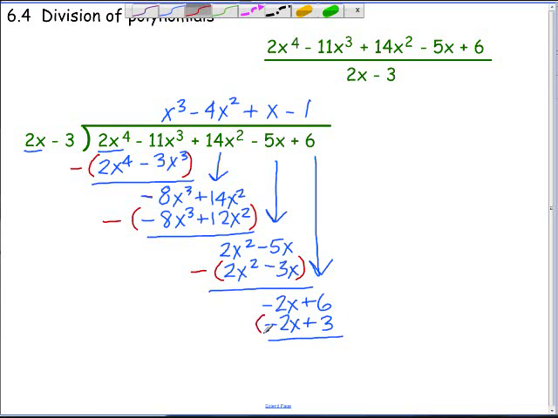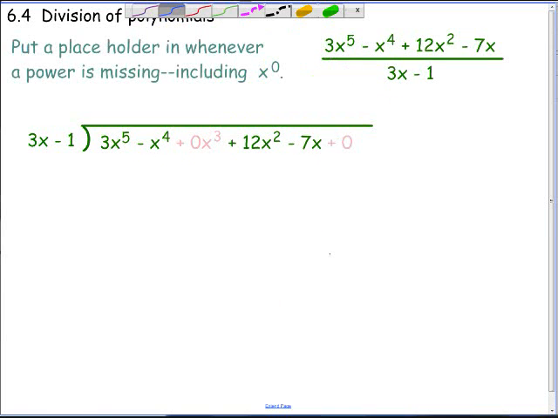Now I subtract it to get my good result of 0 here. And I'm subtracting a 3, a positive 3, from a positive 6. That will give me positive 3. So I end up with a remainder of 3, or I could write it like this, plus 3 over the divisor for my answer.